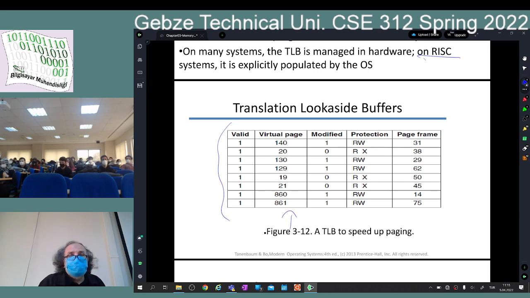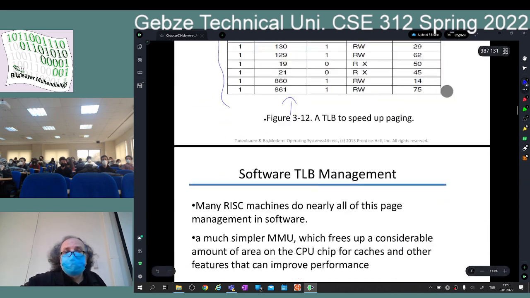So that's why we can't keep these TLBs very large. They are fast. They do their lookup in a very special way, but I can't make them large. They are expensive. Good. Any questions?